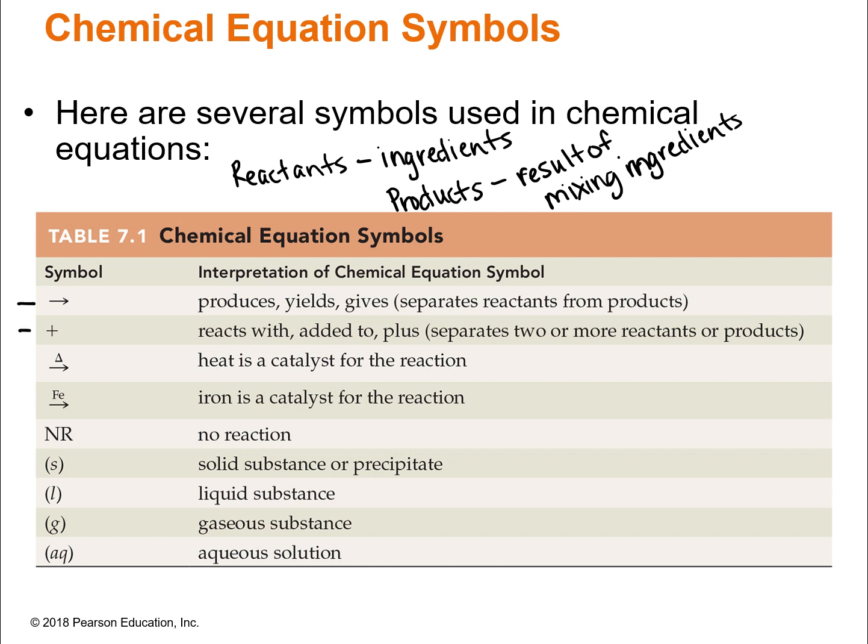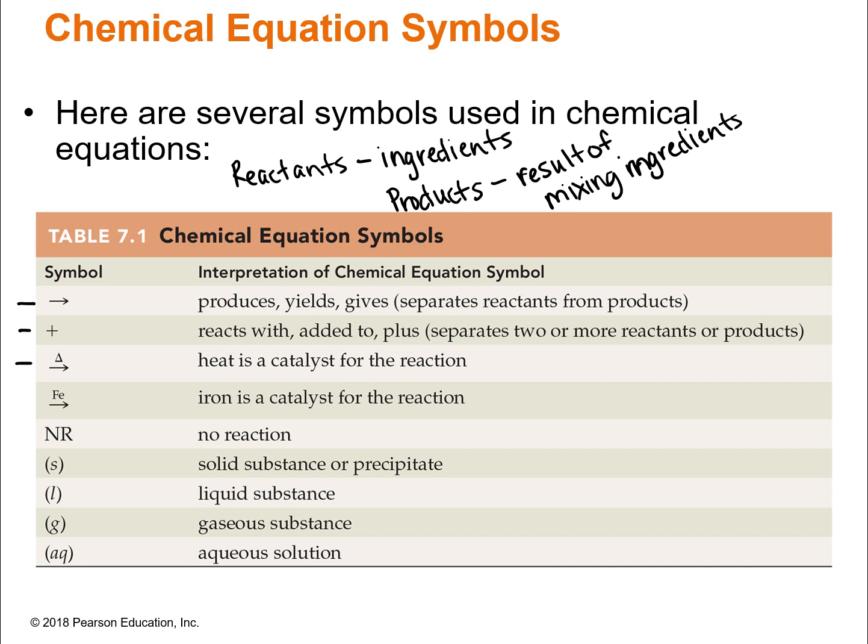Some reactions require heat. So those endothermic reactions, they require heat. The way that you signify that is you put a triangle or a delta sign over the yield sign. So that's supposed to kind of symbolize like the Bunsen burner flame. That indicates you need heat.